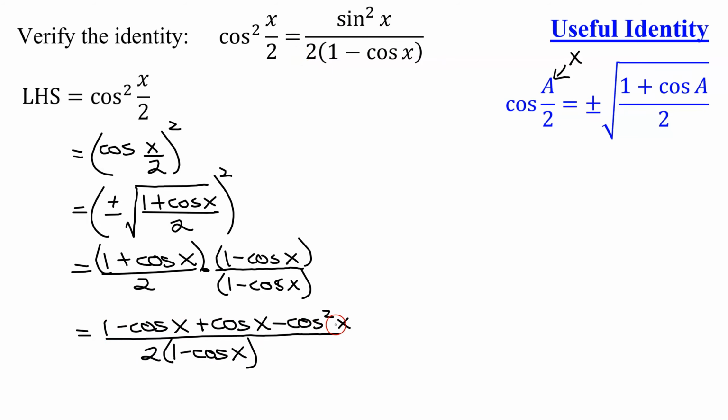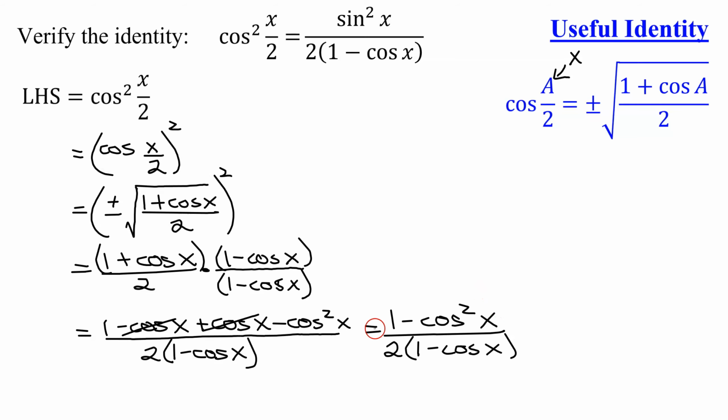Now we can simplify the numerator because negative cosine x plus cosine x add up to 0. So I get 1 minus cosine squared x, which is what you'd expect by multiplying the conjugates 1 plus cosine x times 1 minus cosine x, all divided by 2 times 1 minus cosine x.